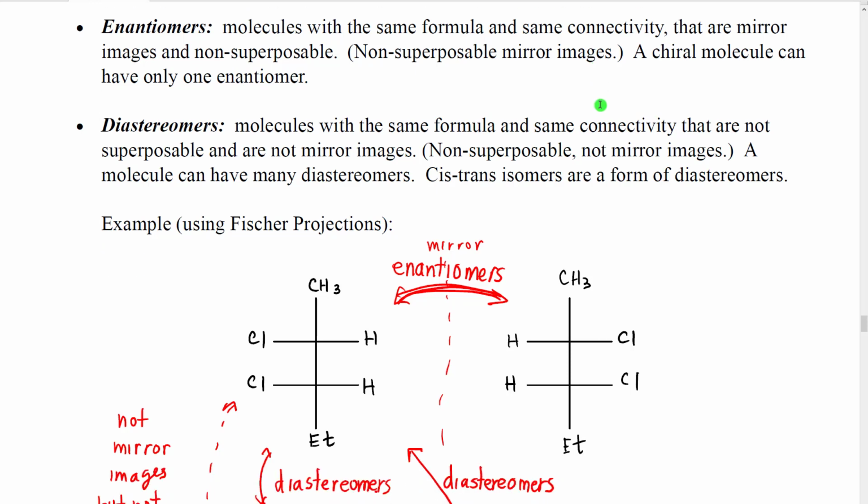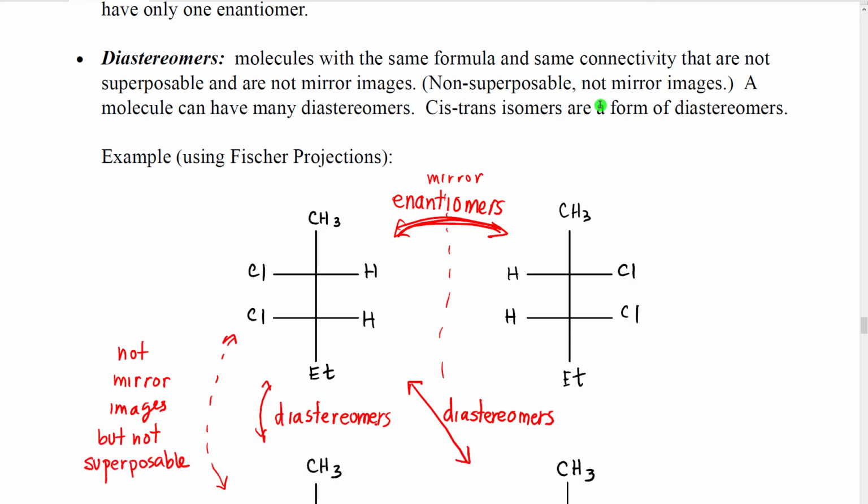The other type of configurational stereoisomer that we see is called the diastereomer. Diastereomers are molecules that have the same formula and the same connectivity. They're not superposable, however, they are also not mirror images. So they're non-superposable, not mirror images. A molecule can have many diastereomers. We're also going to see that molecules that have cis-trans stereoisomerism are diastereomers.